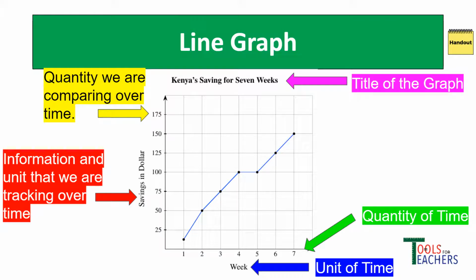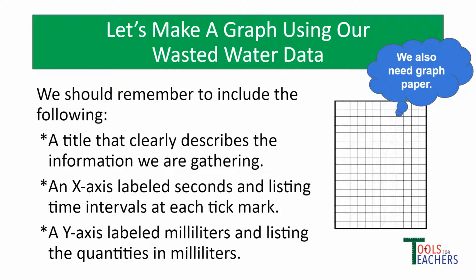Hey, let's graph our wasted water data. We should remember to include the following: a title that clearly describes the information we are gathering, an x-axis labeled seconds and listing the time intervals at each tick mark, and a y-axis labeled milliliters and listing the quantities in milliliters. We'll also need graph paper.